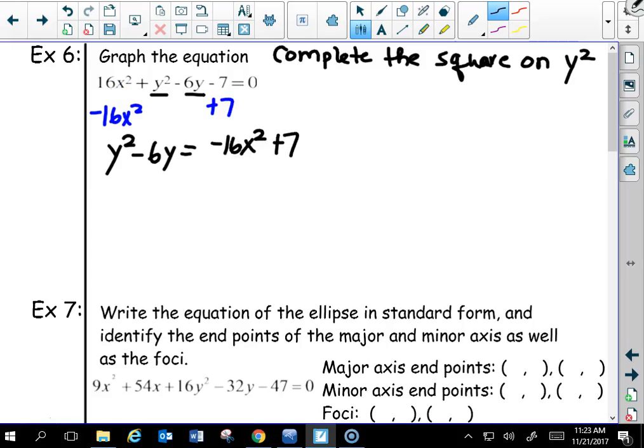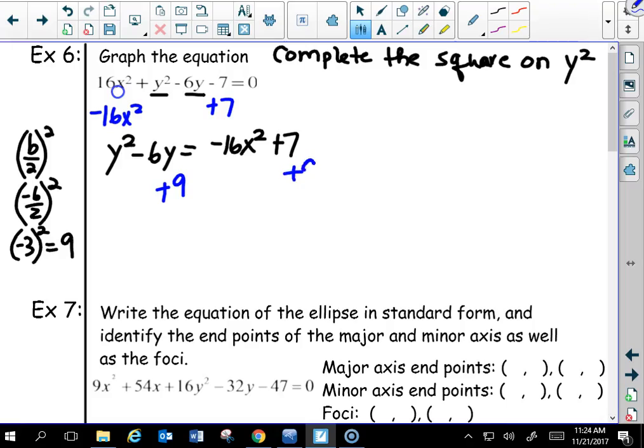left-hand side. And remember, to complete the square, I'm going to have to add b over 2 squared. So here, that's negative 6 over 2. I like to see the negative 3 because I'm going to use that in the binomial. So I'm going to add 9 to both sides. Now, here's the thing. Actually, this won't be too bad here. So I get y squared minus 6y plus 9 equals negative 16x squared plus 16.